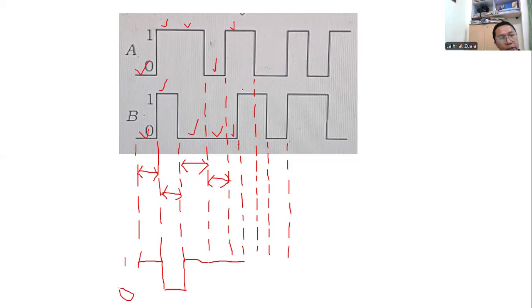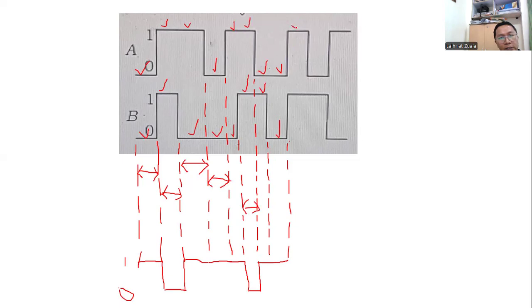Here, B is 1, A is 1. So in this interval, both A input and B input are 1. So if they are both 1, the output will go down to 0. So here A is 0, B is 1. In this interval, you will find that one of the inputs is 0, which means it will go high. So 0, 0, it is still high. Like that, I think you can continue.